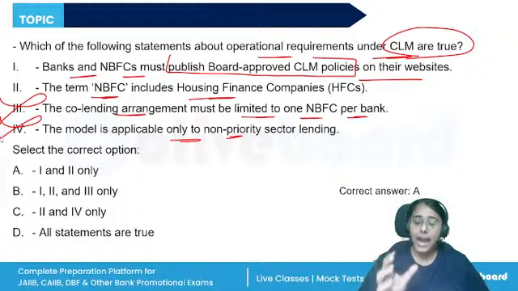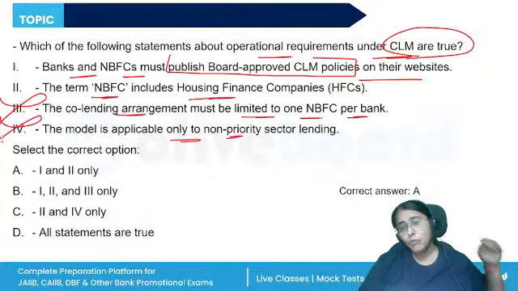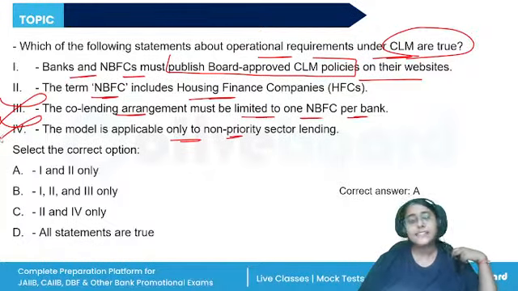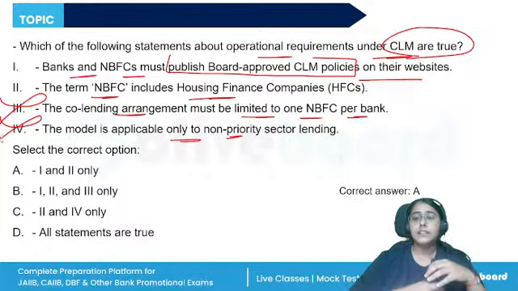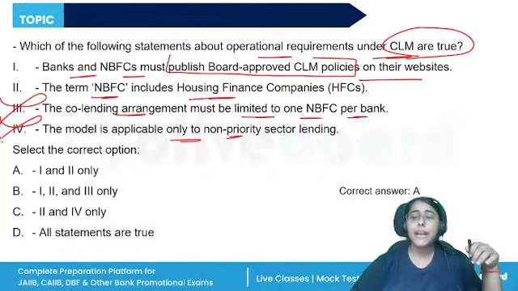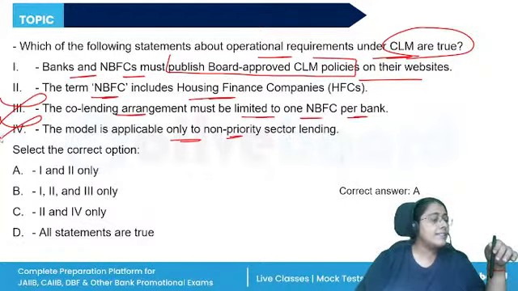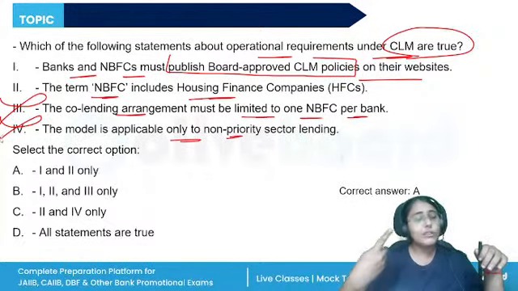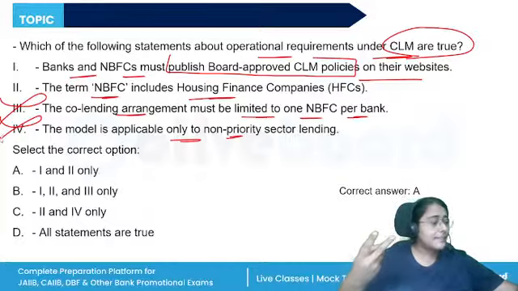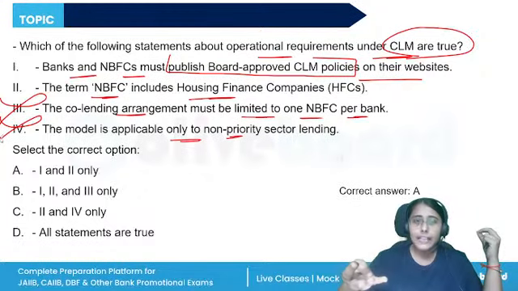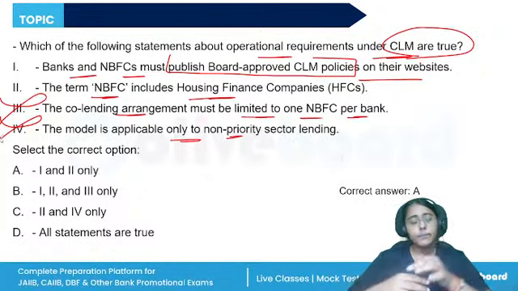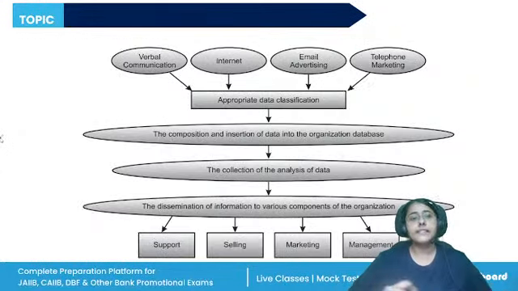All right, banks can enter into a co-lending model with more than one NBFC as well. Separate MOUs will be entered, and the loans that are eligible are priority sector advances as per the guidelines issued by RBI. So loans to the weaker section, MSME sector, startups, renewable energy, agriculture sector. All right. So the correct answer is A.